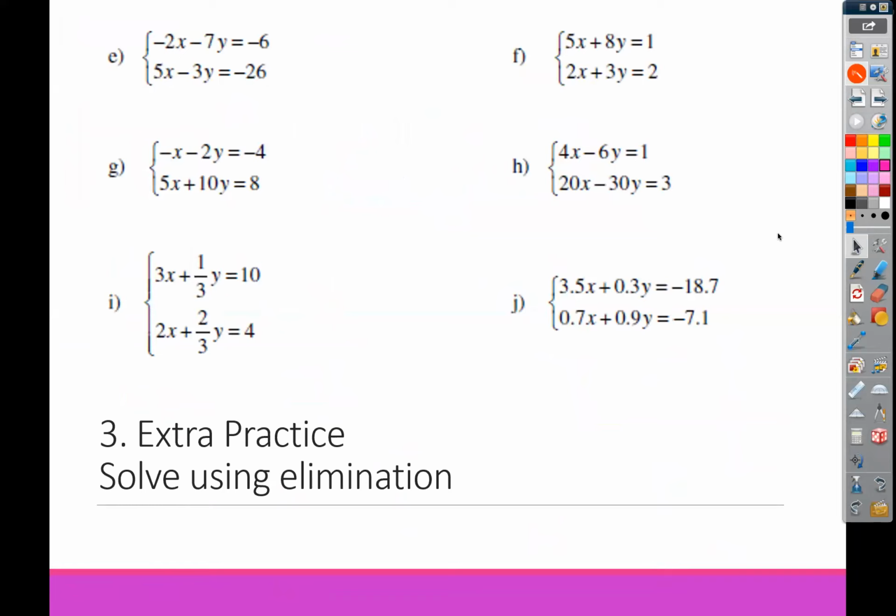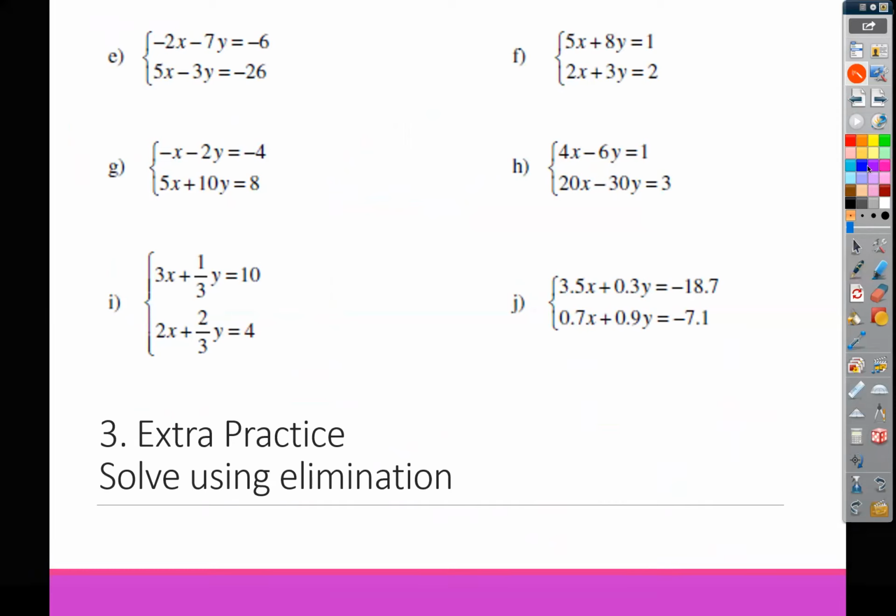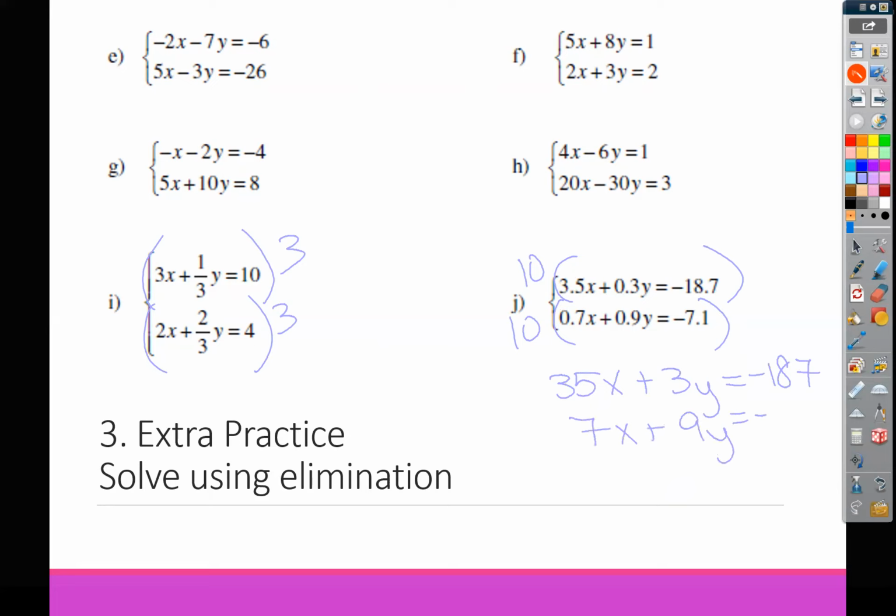Okay, here's some extra practice I want you to try to solve. Let me give you a tip real quick before you get started. On J, do you see it? It's got all these decimals that look horrible. Well, just like you can multiply by the least common denominator with fractions, you can multiply by powers of 10 to get rid of the decimals in J. So instead of all the decimals, you would be dealing with 35x plus 3y equals negative 187, and then 7x plus 9y equals negative 71. So it's still not great, but it's better.